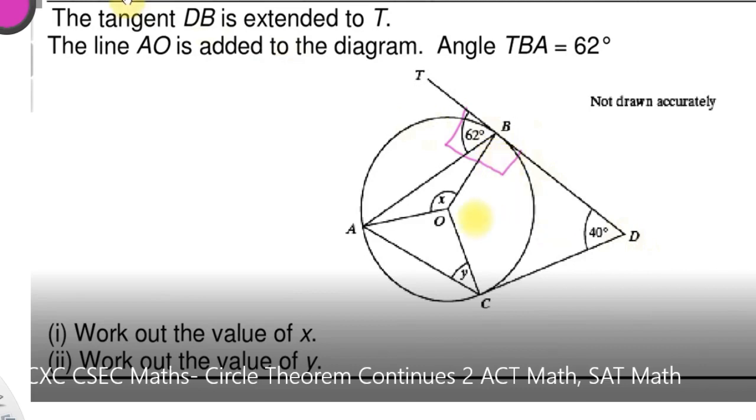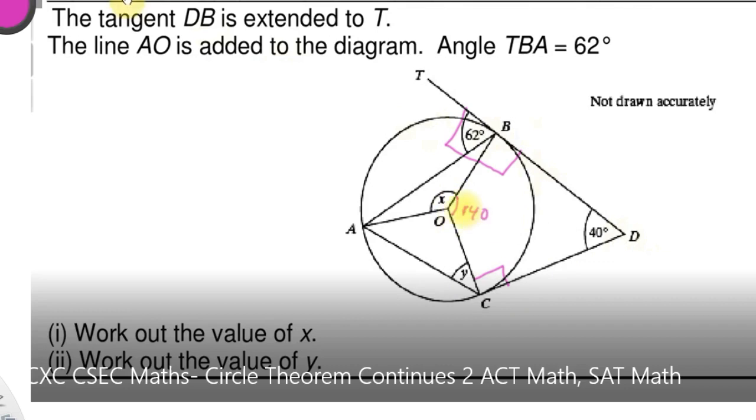Don't forget that since this is 90, this one is still a tangent. So it means that this one will also be 90. This is still 90 degrees. This one is still 90. So this one is 40, as we found in the previous one. This angle here will be equal to 140 degrees, because this angle plus this angle will give you 180.